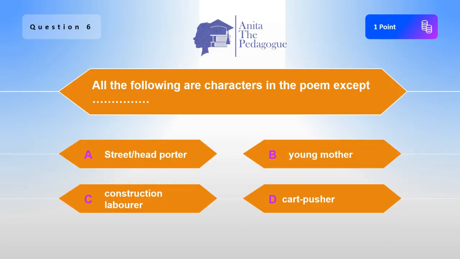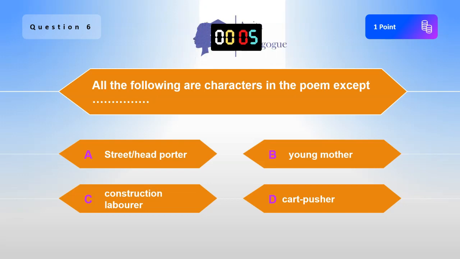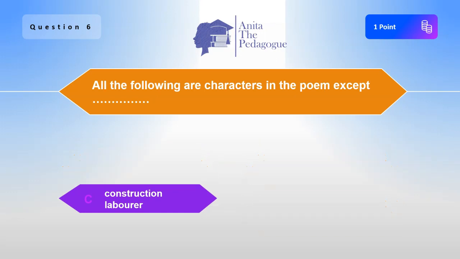All the following are characters in the poem except: A. Streets or head porter. B. Young mother. C. Construction laborer. D. Cart pusher. The answer is C. Construction laborer.